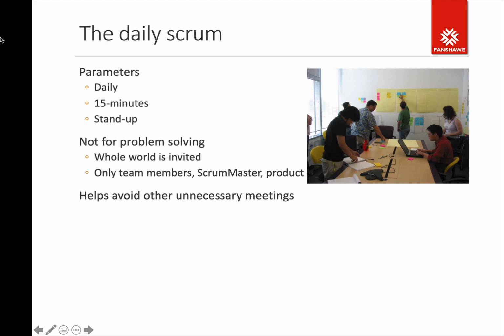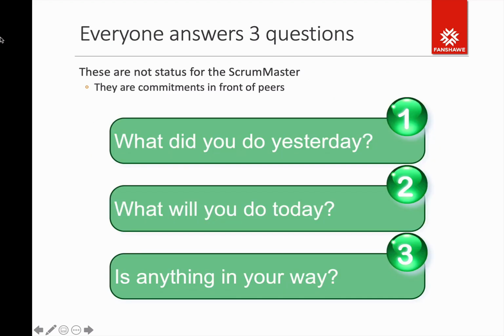One way to organize the daily scrum is to go around the room and have each developer answer 3 simple questions. What did you do yesterday? What will you do today? And is there anything in your way? So again, that just helps extract from those people, are we moving forward and is there anything impeding the process?